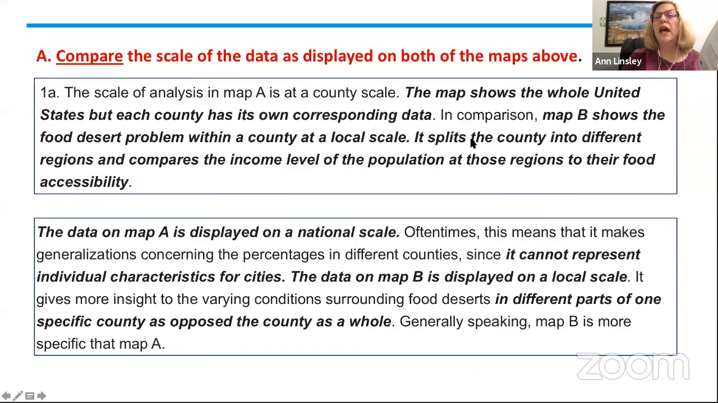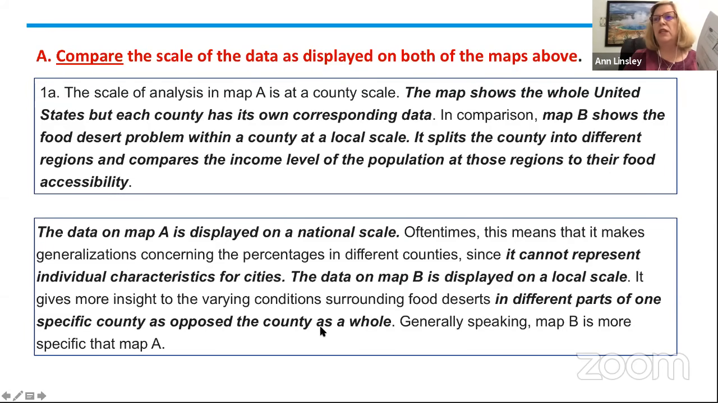Y'all, that's beautiful. And then the student goes on to say that it splits the county into different regions and compares the income level of the population at those regions to their food accessibility. So not only have we compared it, we've dealt with the scale of analysis in terms of the data, we've dealt with the 2 maps, and now we are closing our thought. We are taking our thought and we are linking it back to the question, and as well as back to this whole topic of food deserts. So compares the income level of the population at those regions to their food accessibility.